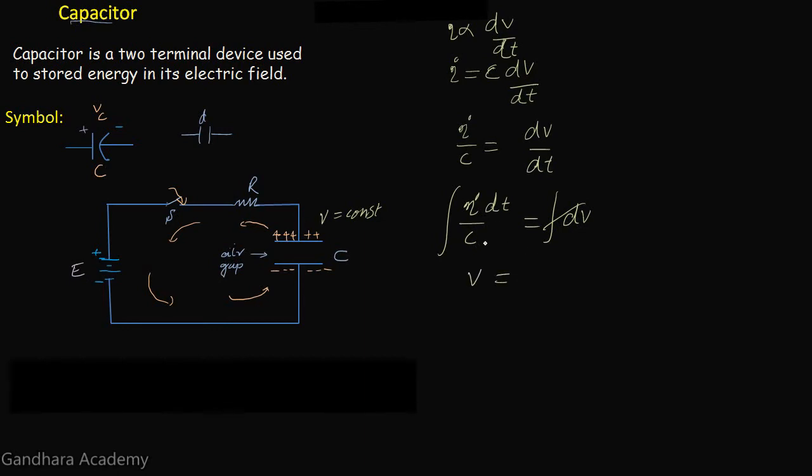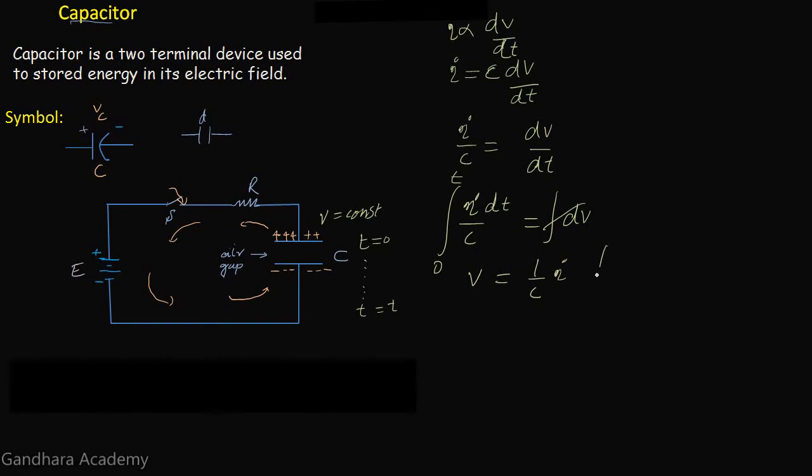current and capacitance in this case are constant, so 1 over C into the integral of I, and the limits of this integration are from 0 to some time t, because at time t equal to 0, at the instant when this switch is closed, there is no charge on the capacitor. After some time t, the potential across this parallel plate capacitor is equal to the potential across this battery source or this voltage source.